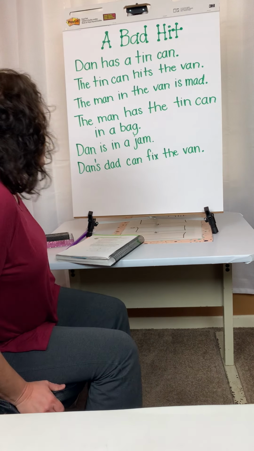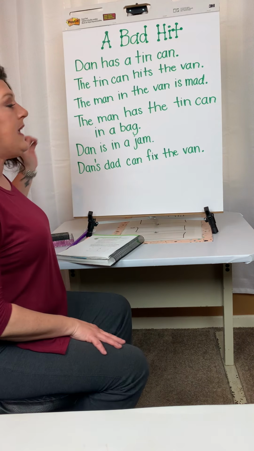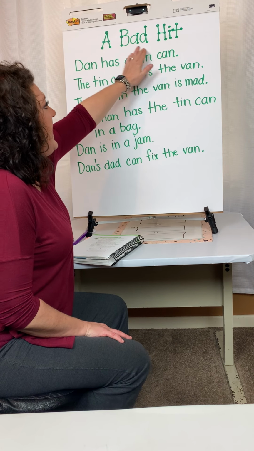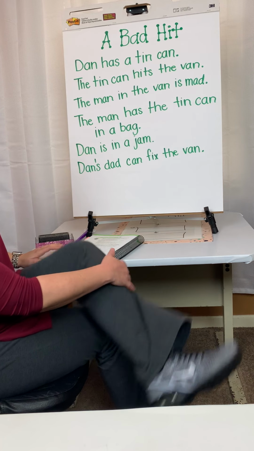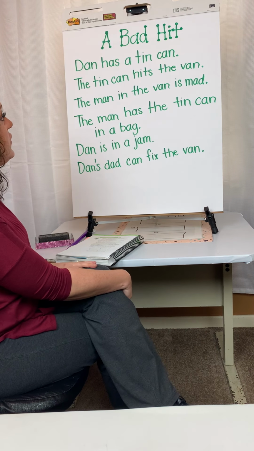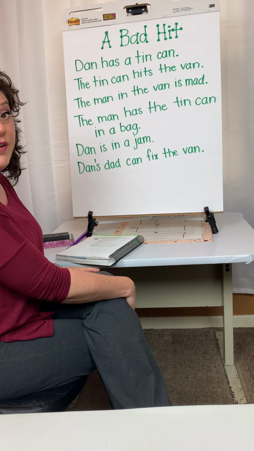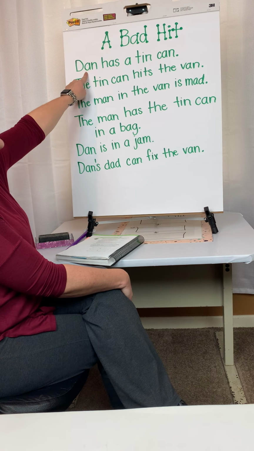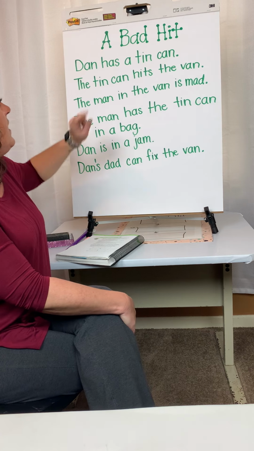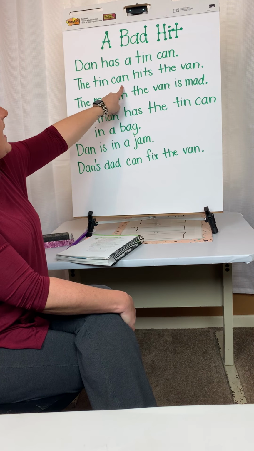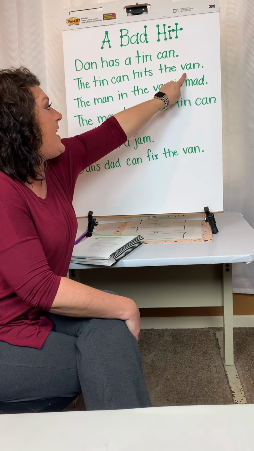The title of this story, let's read it together. Are you ready? A Bad Hit. All right? So let's read the first 2 sentences together. Here we go. Ready? Dan has a tin can. The tin can hits the van.